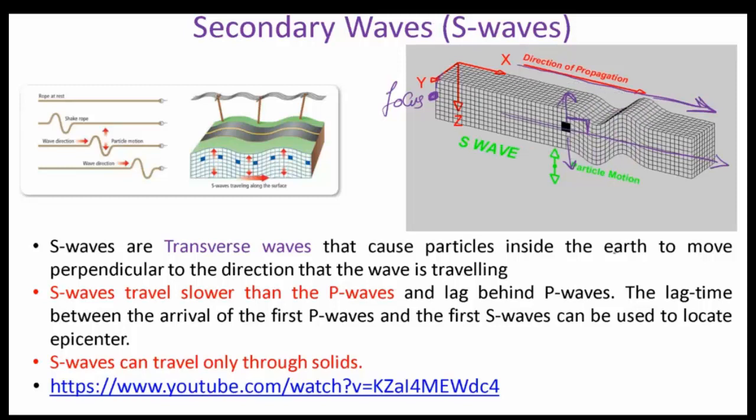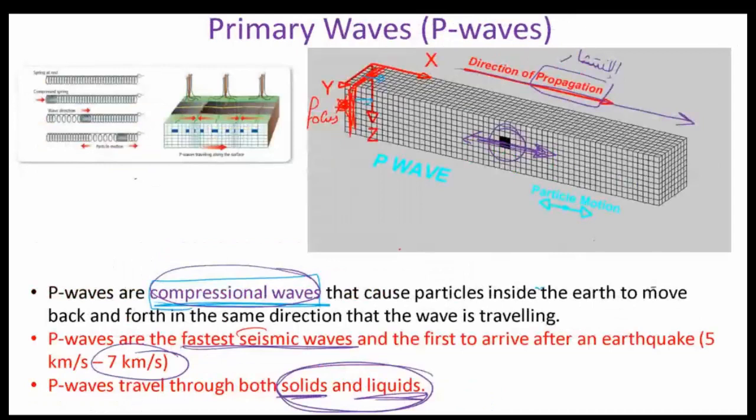Direction of vibration. Direction of propagation. This is where the wave travels. So it shakes and moves, shakes and moves, shakes and moves. Because it's not moving in a straight line like the P wave. The P wave was moving in a straight line.